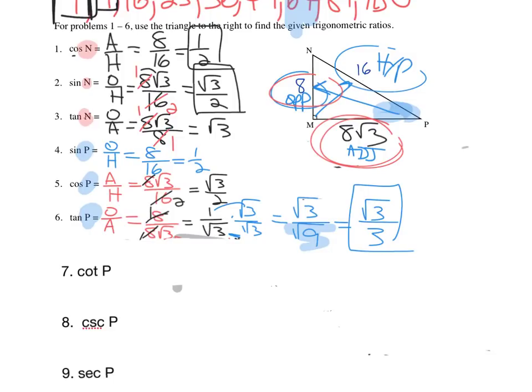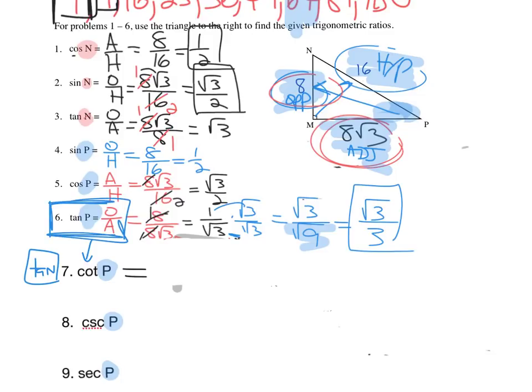Problems 7, 8, and 9 also deal with angle P, so my picture for opposite, adjacent, and hypotenuse is okay. But now I'm dealing with the reciprocal trig functions. So for number 7, the reciprocal of cotangent is tangent. So what I'm going to do is find the tangent of angle P, which I said was radical 3 over 3, and I'm going to flip it. So that's going to become 3 over radical 3. So that's going to be an issue again because I have the radical in the denominator.